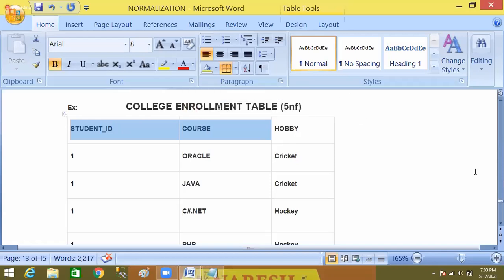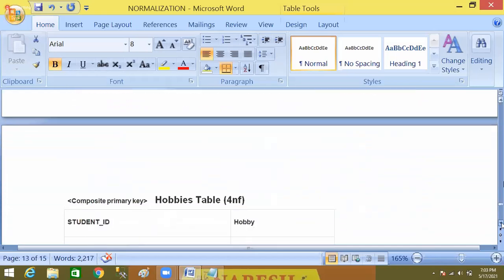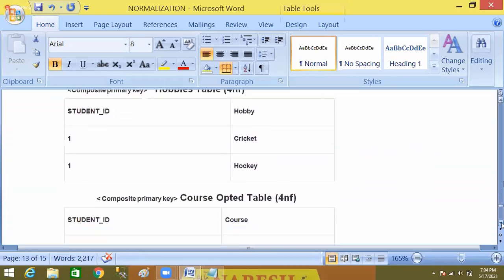Suppose when you go to decompose this table into separate tables like this, then these two are called a 4NF. So when you decompose, it is called a 4NF. Without decomposing, if you keep it as it is, then it is called a 5NF. That's why the fourth NF and fifth NF are very rare cases, because nothing was there in this. If you keep it as it is, there is no problem, because the fifth NF is satisfied. If you are decomposing, then the fourth NF is satisfied.